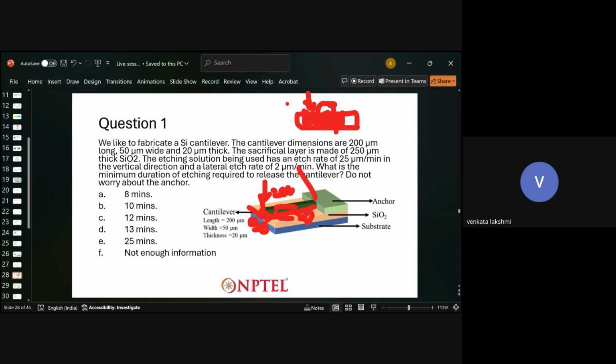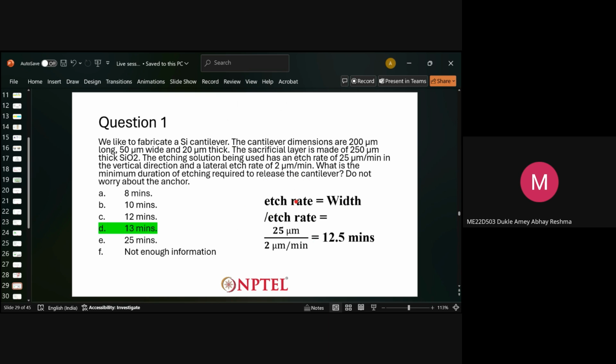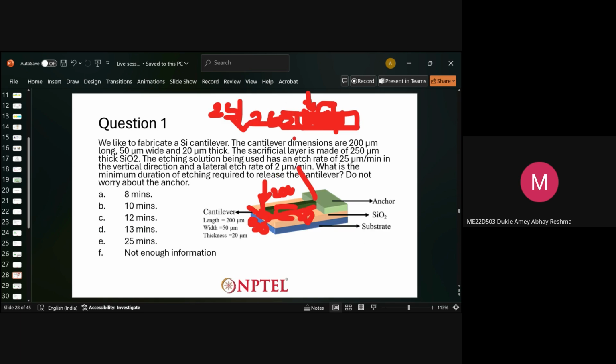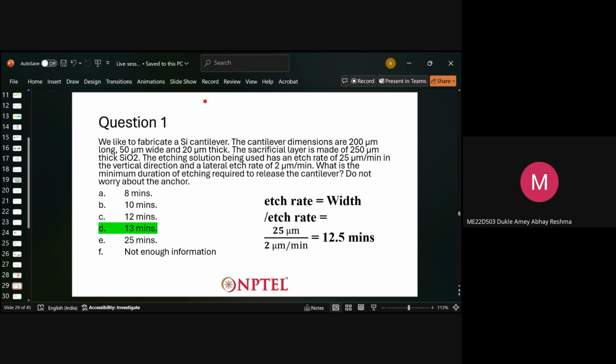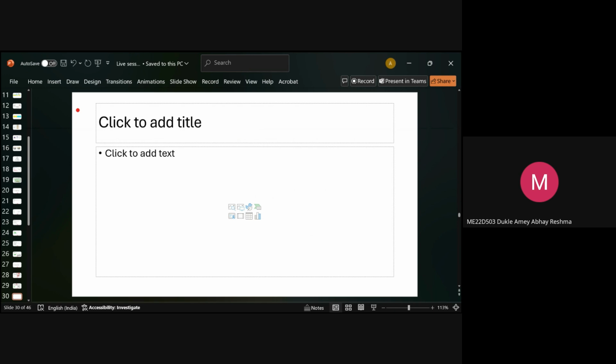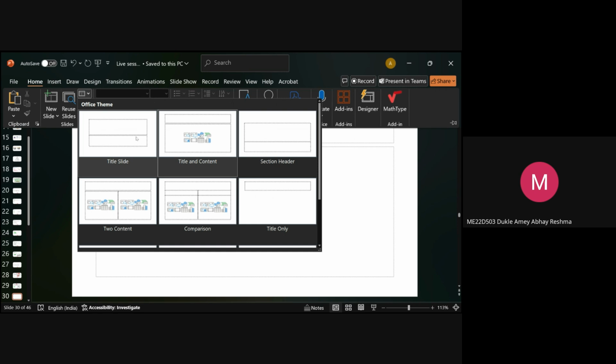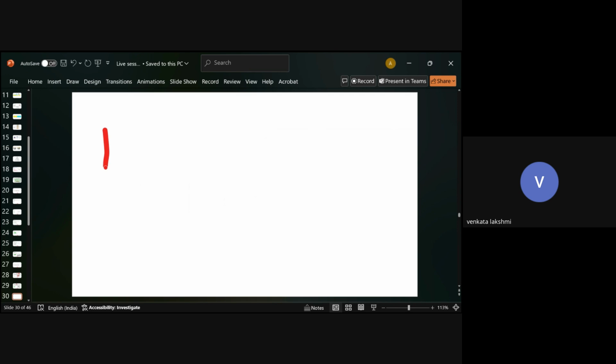Vertical direction, will it be 20? The vertical direction is 250, and in this it is 20. Okay. So basically you have two parameters here. This is the vertical etch rate. I'll explain this question in detail now. So you have this width. Sorry, I'll use a new slide. If the screen becomes invisible, just let me know. Visible, sir. Now you have this cantilever. Since the entire beam is above this, this is not of our concern. What we are concerned with is this 50.